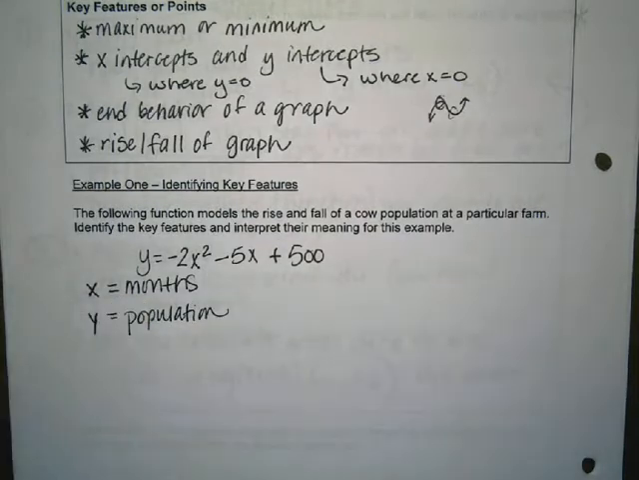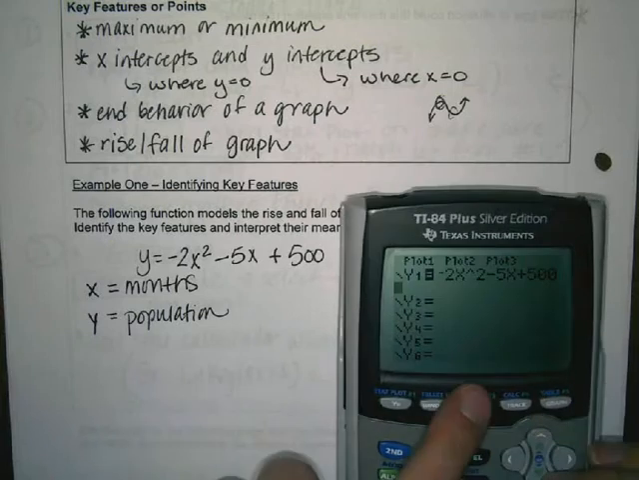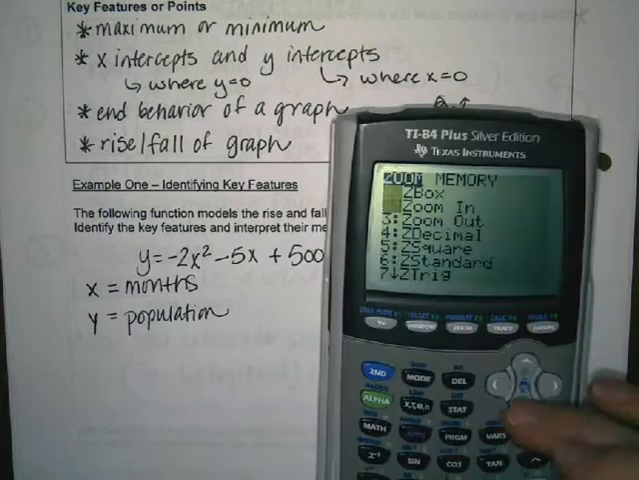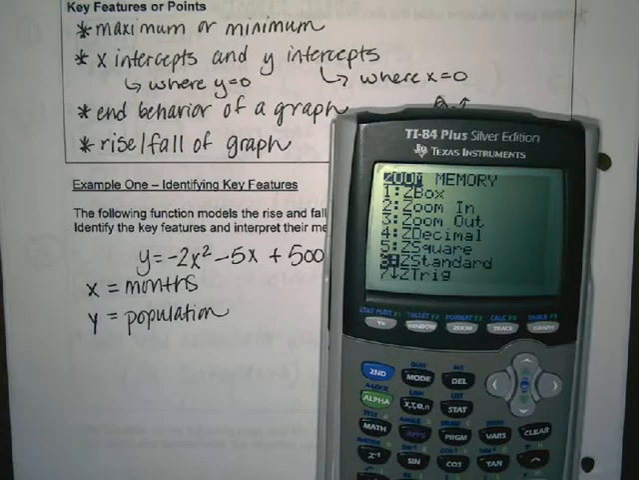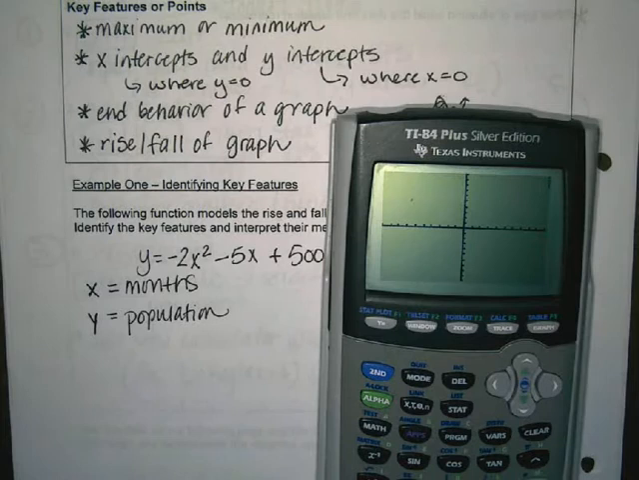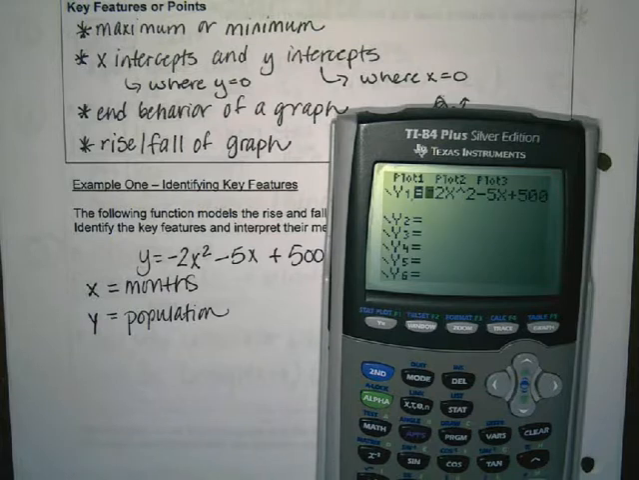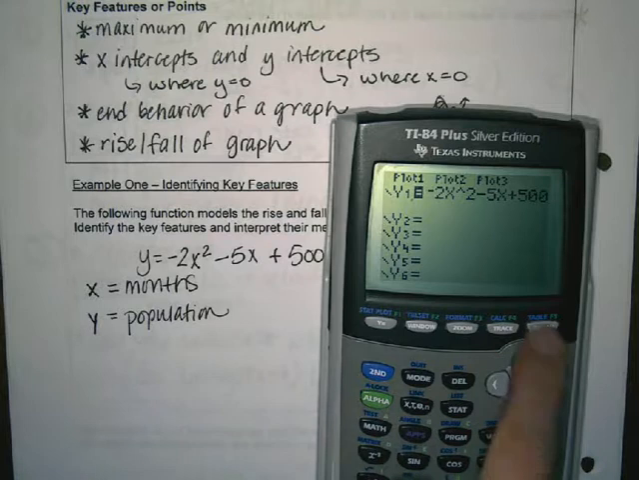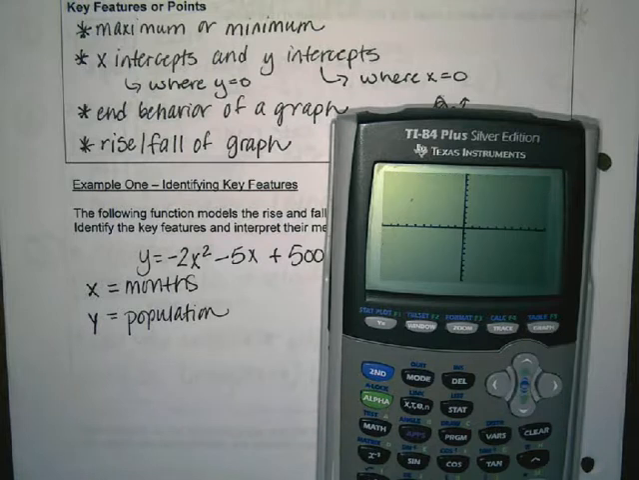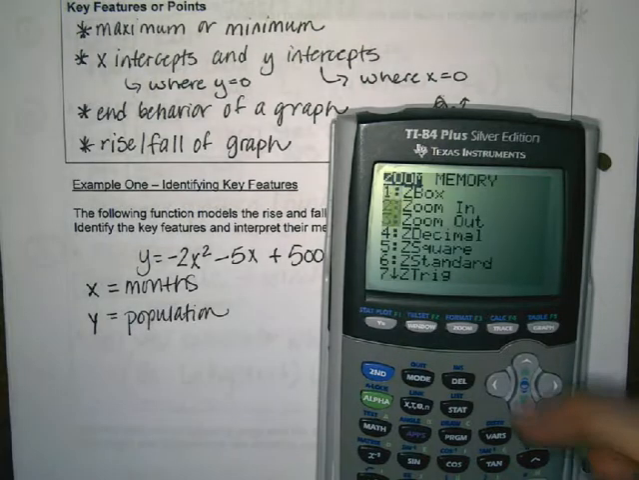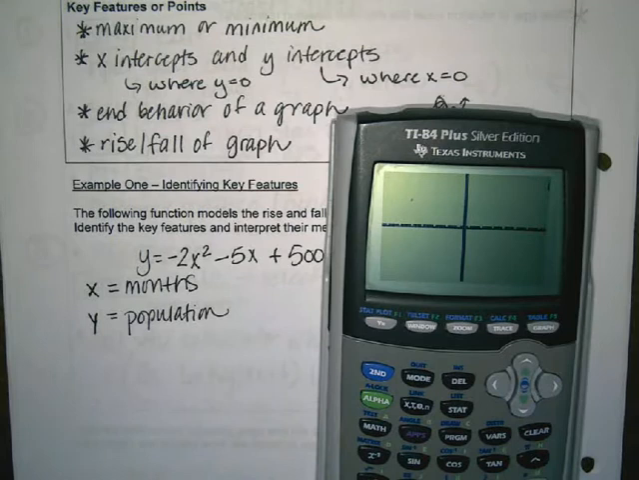Okay, so let's go back to our graph. I'm going to pick a standard graph here, so I'm going to go to Zoom Standard, all that does is it sets up my window to be -10 to 10. And I'm going to go ahead and graph. Hello. Did I not graph it right? Negative 2x squared minus 5x plus 500. Okay, so this might be good that this happened. I don't see my graph at all. So I'm going to zoom out a little bit. Okay.